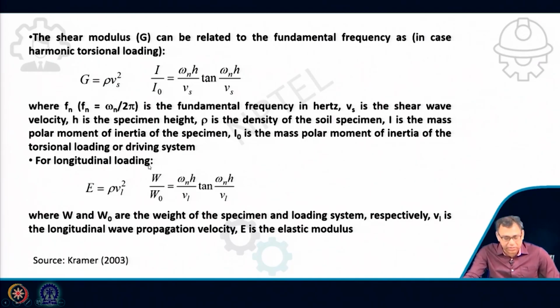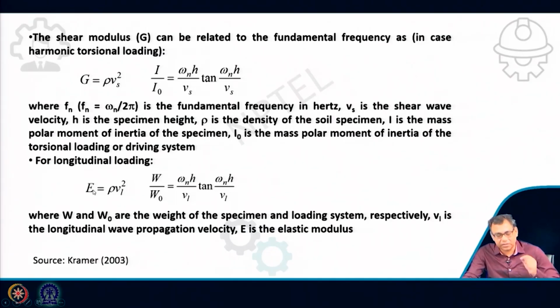Similarly, for longitudinal loading, in place of I and I0 we should know W and W0. What are W and W0? They are the weight of the specimen and the loading system respectively. Here W0 is the weight of the loading system, and W is the weight of the specimen. If I use the same expression here, I will get VL. VL is the longitudinal wave propagation velocity, and Es is the elastic modulus. Once I get VL by using this expression, I will get the elastic modulus.